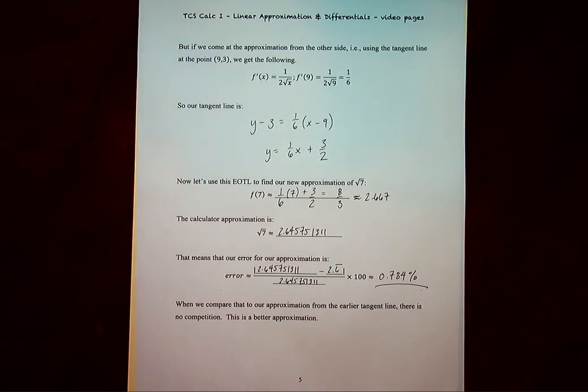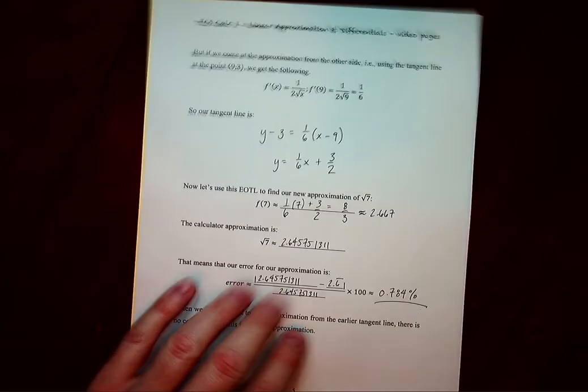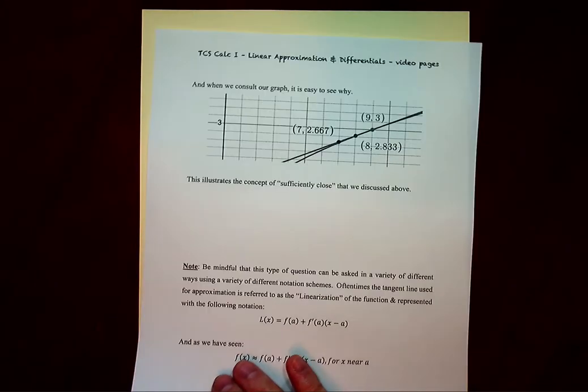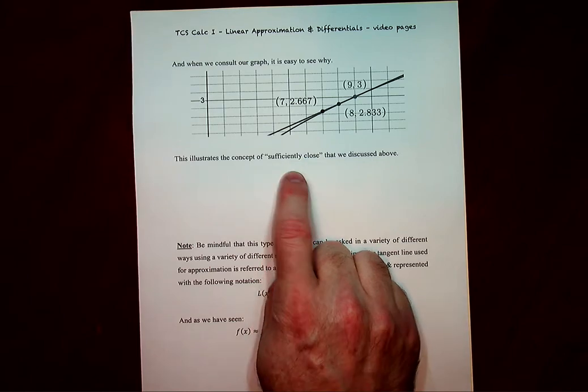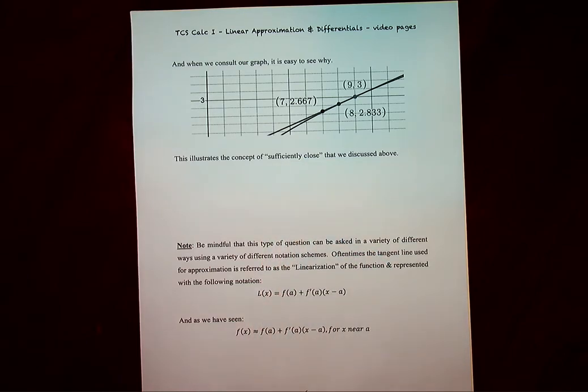It is back down below 1%, and so that whole comparing the equation of the tangent line at 4.2 to the one at 9.3 gives us a very good illustration of that concept of sufficiently close that I was talking about. Now, sufficiently close is dependent upon a particular function, right?